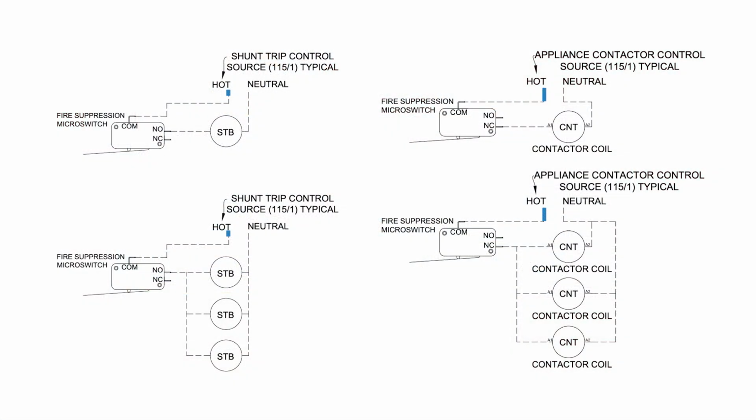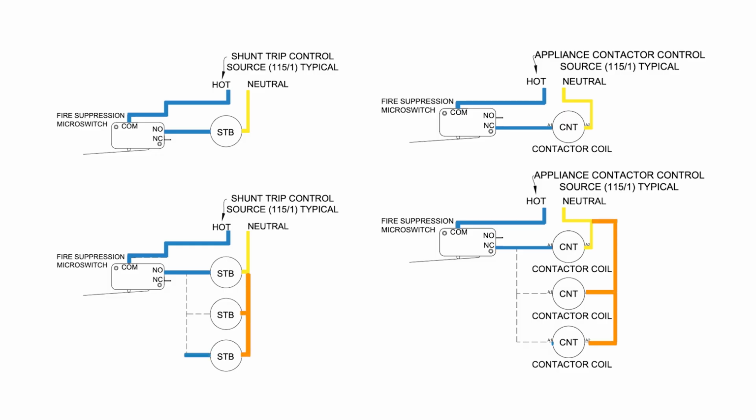The wiring logic of the dry fire contacts is the same for the microswitch. A fire suppression microswitch has a common, normally open, and normally closed terminal. As shown here, the wiring is the same for a microswitch as the dry fire contacts. Examples for shunt trip breakers and contactor coils are shown here for convenience.